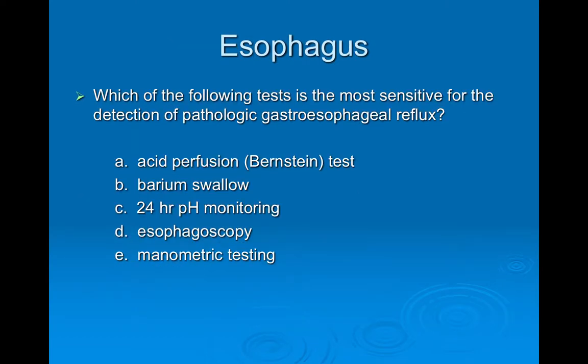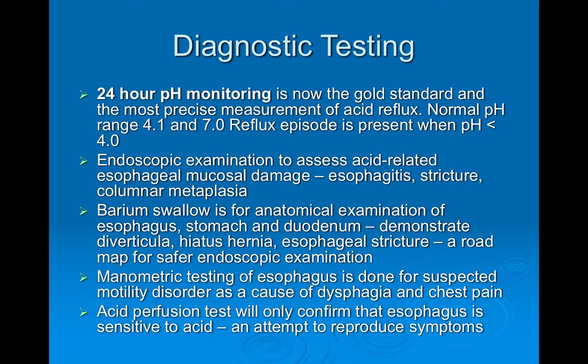Okay, what's the best test for GERD? Acid perfusion, barium, 24-hour pH, EGD, manometry. Yeah, 24-hour pH. Good job. That's kind of the gold standard. This slide's super wordy, so it just goes through some of the other tests that we've already talked about. In the interest of time, I won't do that. I trust you all can read. But 24-hour pH monitoring is the best test.